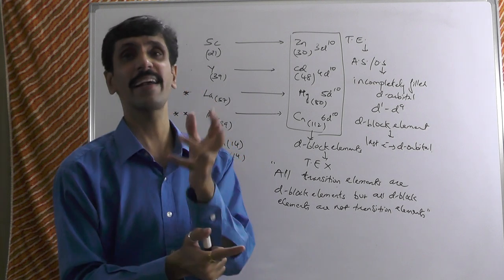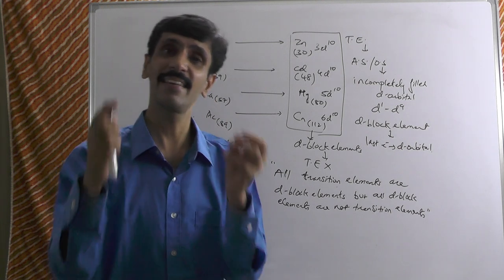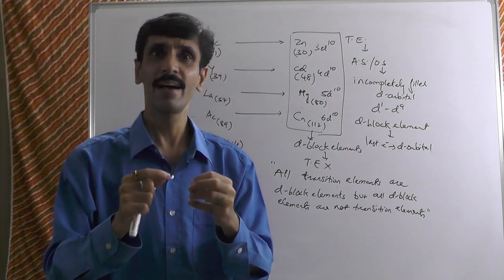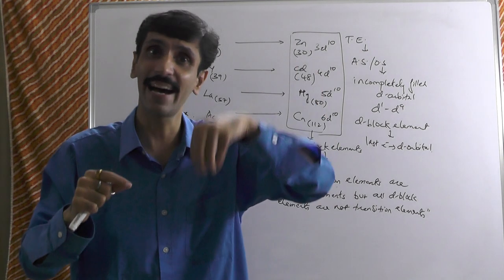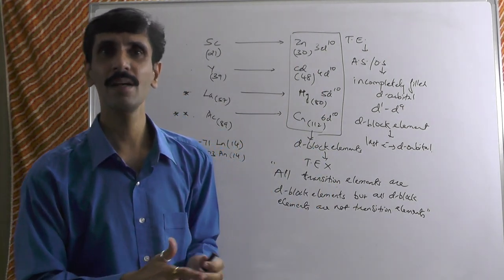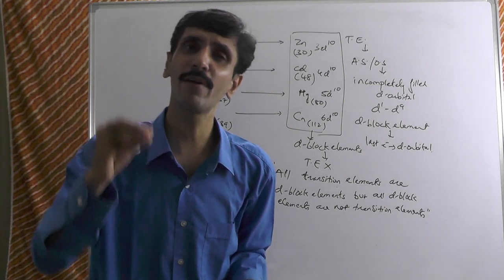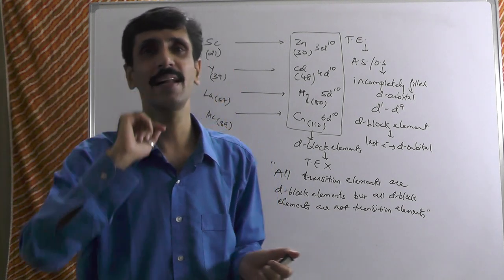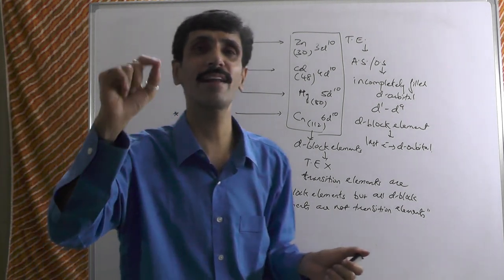The modified definition is that transition elements are all those elements which have any one of the stable ions containing an incompletely filled d orbital. The elements in any one of the stable ions having incompletely filled d orbital. Now they are specifying over there, the word is what?